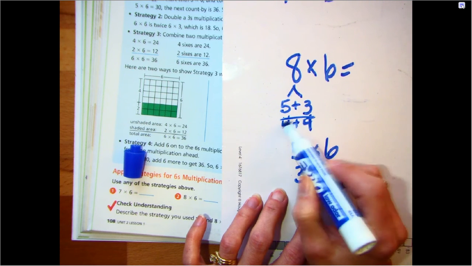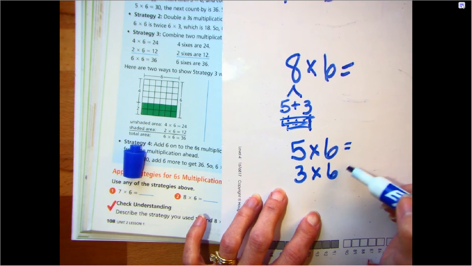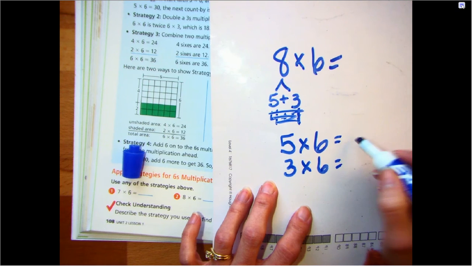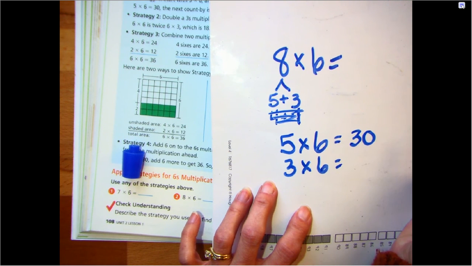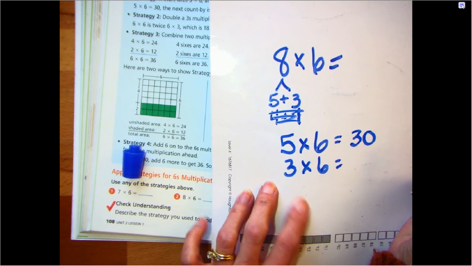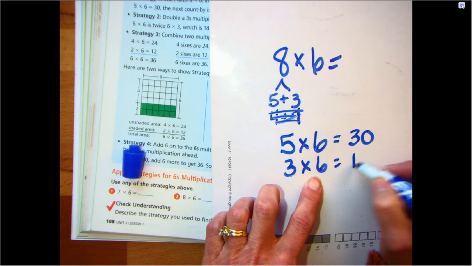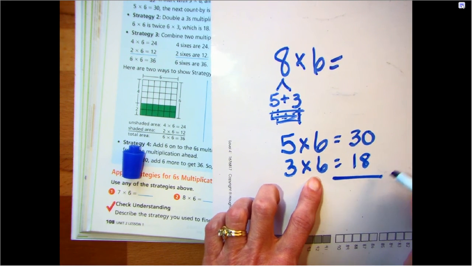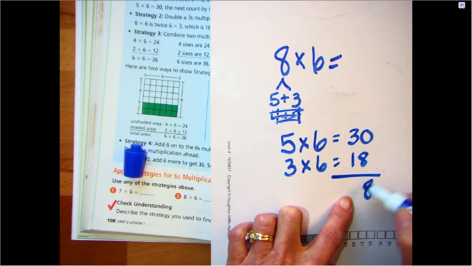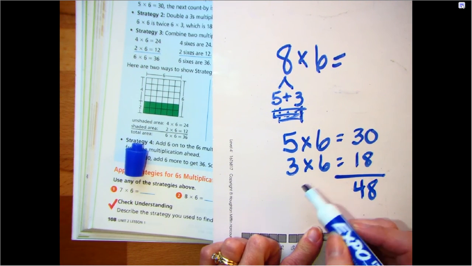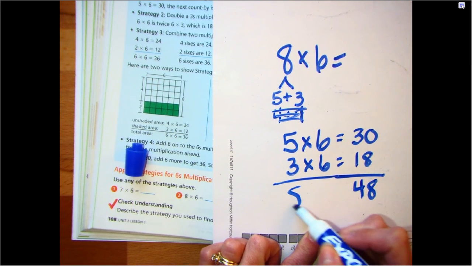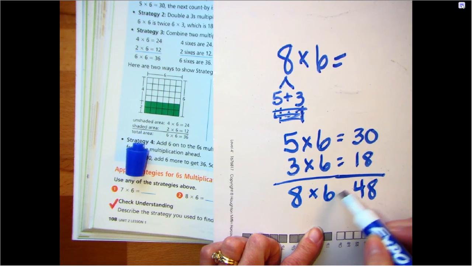I'm going to cross this one off. And I'm going to add those products together. Well, I told you, you're getting good at your 5s. We know that's 30. 3 groups of 6 is 18. If I add those together, I'm going to get 48. That's going to be my 8 groups of 6.